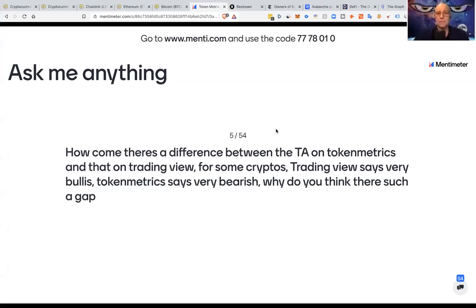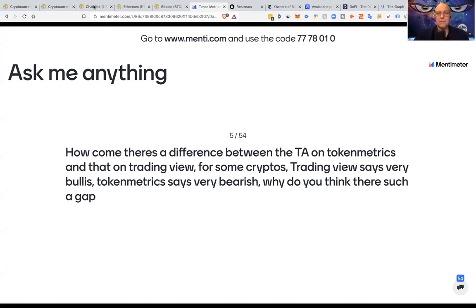How come there's a difference between the technical analysis on Token Metrics and that on TradingView for some cryptocurrencies? TradingView says very bullish, Token Metrics says very bearish. Why do you think there's such a gap?